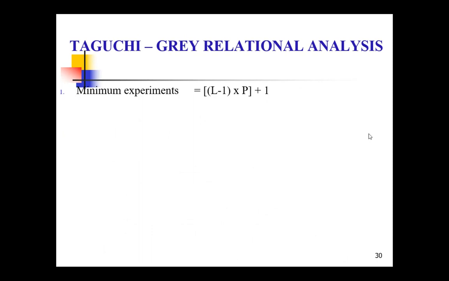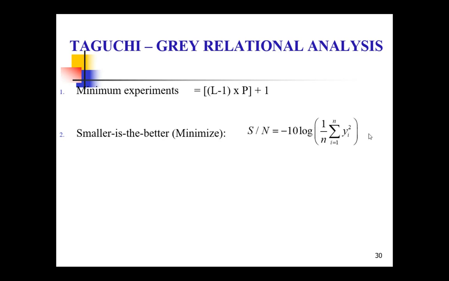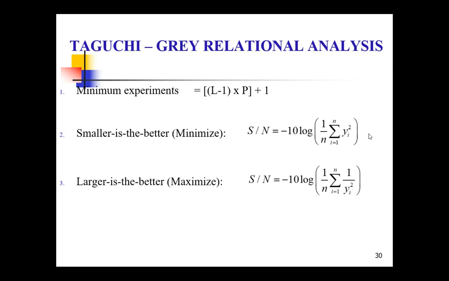So the minimum number of experiments that we can perform, yesterday itself we have seen, L stands for the level and P stands for the parameters. First, smaller the better. In Taguchi gray relational analysis, first we have to calculate the SN ratio. The formula for smaller the better is minus 10 log 1 by n sigma yi square. Then comes larger the better, that is maximization, so the SN ratio is equal to this. And for nominal the better, normally we don't go with the nominal the better category here.